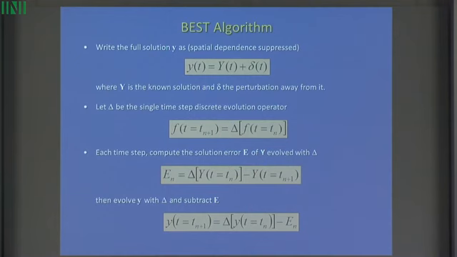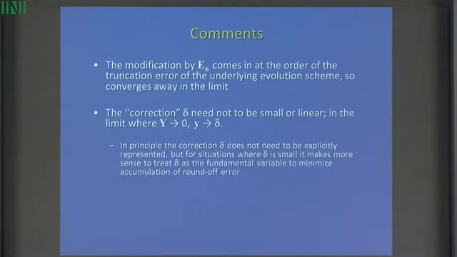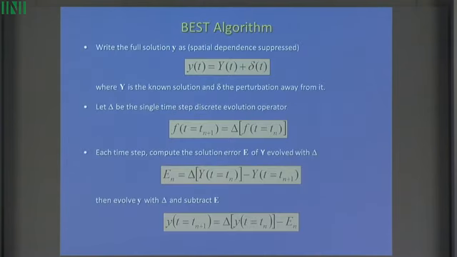Right. So a couple of comments. So it converges away. We're altering the equations at the level of truncation error, so we're not really changing the equations. The other thing is this correction. I've written it as a delta, but it doesn't need to be small or linear. In fact, it can be anything. In some problems, you might start with something where this delta is small, but perhaps it becomes a dominant part of the solution. It doesn't matter. There's nothing about this being small that's relevant in this algorithm.